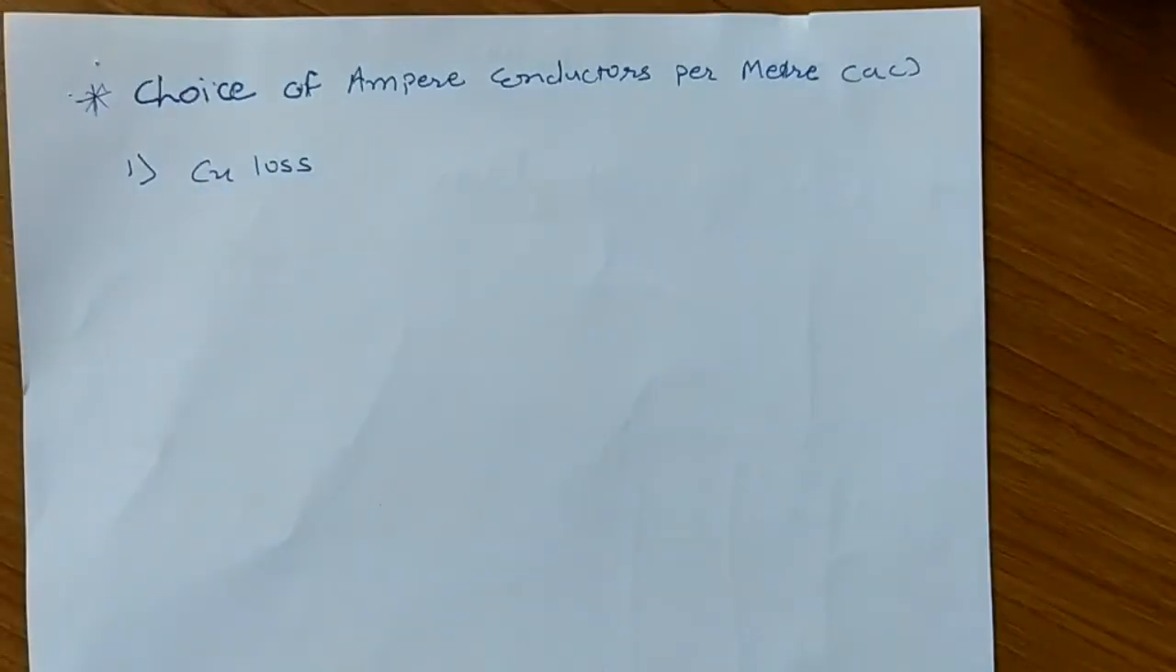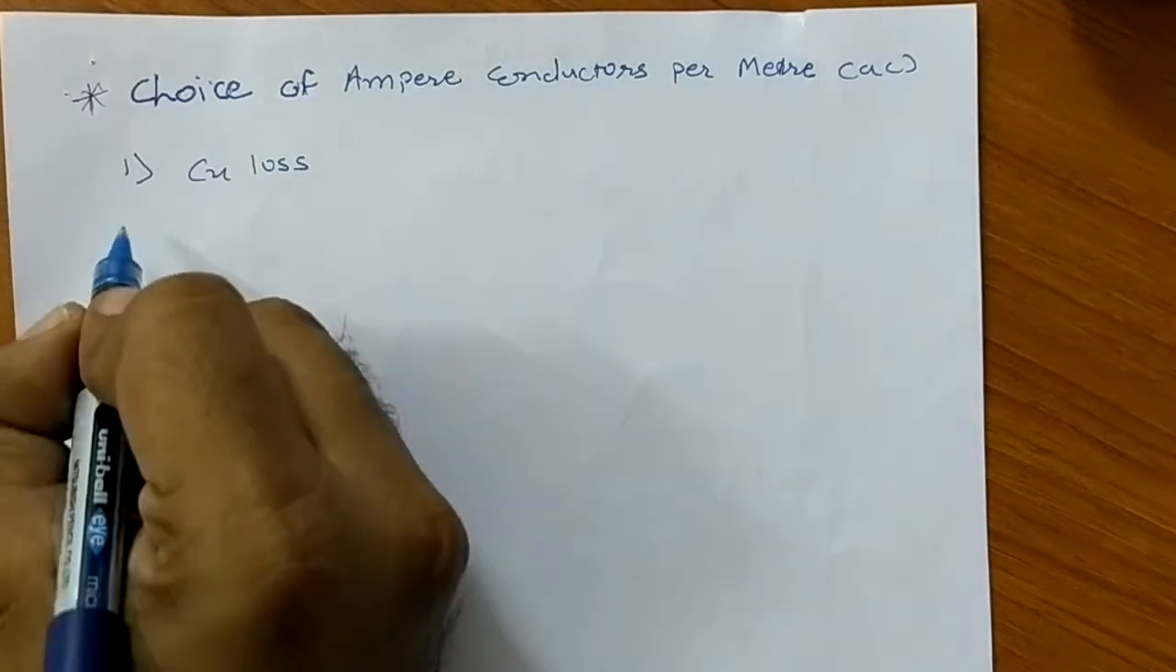If a large value of AC is selected, it means that a greater amount of copper is used in the machine, and this results in a higher copper loss. So if we are using a higher value of ampere conductor, it means either the ampere is high or the number of conductors is high. In both cases, the copper loss is going to be high. Okay. The second point is temperature rise.